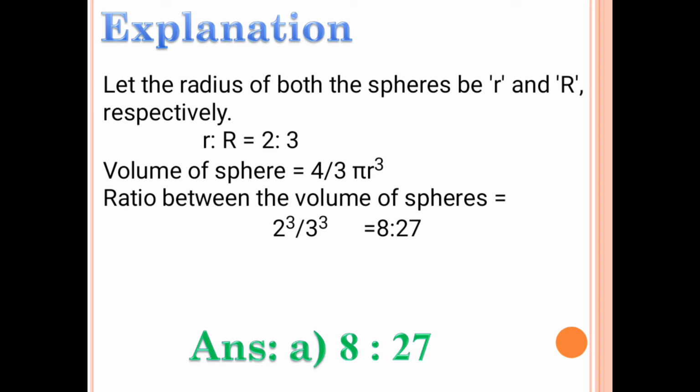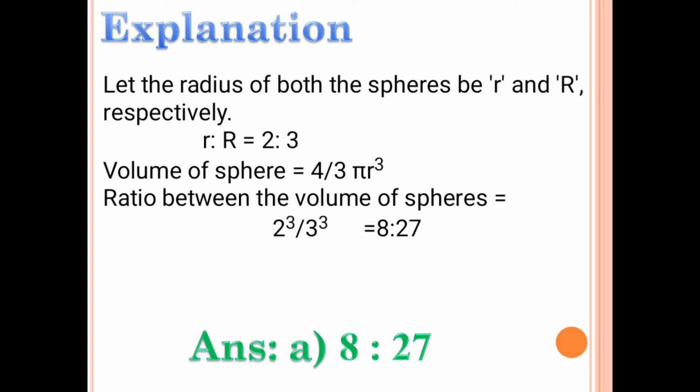If you are finding the ratio of the two spheres by using volume, then 4/3 pi will be cancelled because that value is common for both spheres. Now we get only r cube is to capital R cube. So what is the small r value to capital R value? It equals 2 to 3 according to the given ratio.